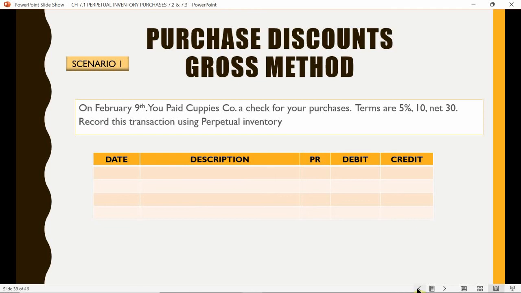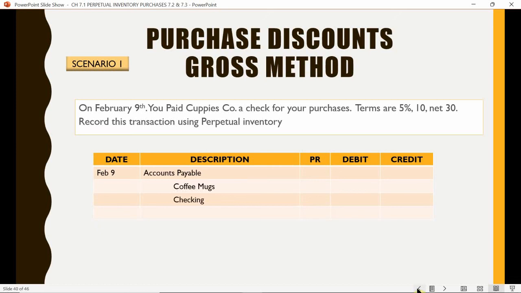So in this case, scenario 1, it's January 9. We purchased it on January 1st, so we pay within the first 9 days. Therefore, we need to calculate what this discount is because we met the condition. So how are we going to journalize this?